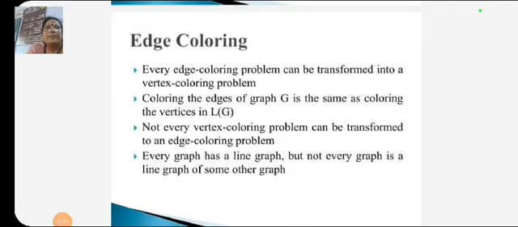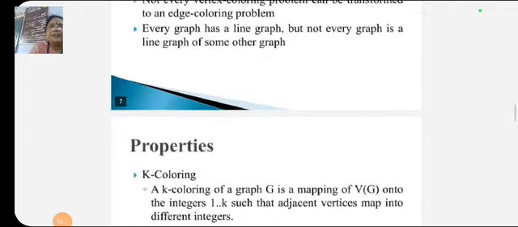Every edge coloring problem can be transformed into a vertex coloring problem. Coloring the edges of a graph G is the same as coloring the vertices in the line graph L(G). Not every vertex coloring problem can be transformed to an edge coloring problem. Every graph has a line graph, but not every graph is a line graph of some other graph.